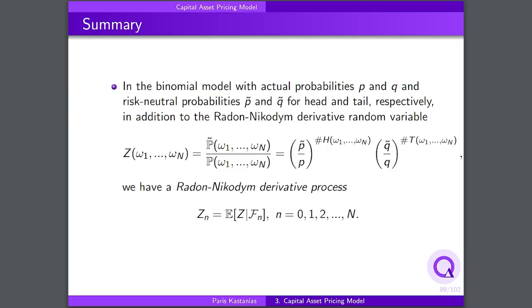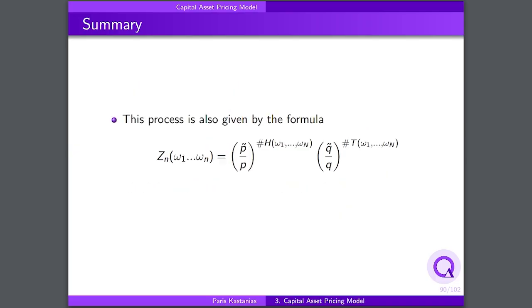In the binomial model with actual probabilities p and q, and risk-neutral probabilities p tilde and q tilde for heads and tails respectively, the Radon-Nikodym derivative random variable is Z equals this thing. It's just the ratio of p tilde and p to the power of the number of heads in the sequence, and the same thing for the tails. Then we have a Radon-Nikodym derivative process, Zn equals the expected value of Z given Fn. This process is also given by this formula here.